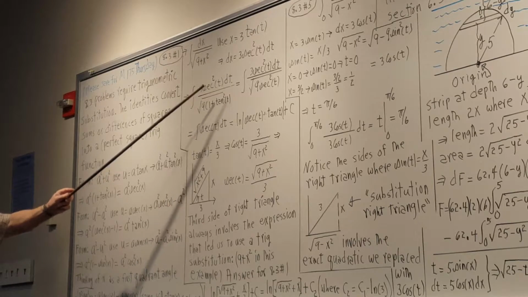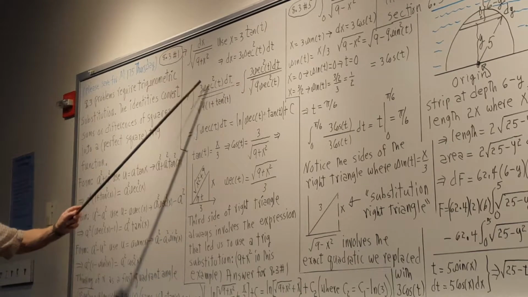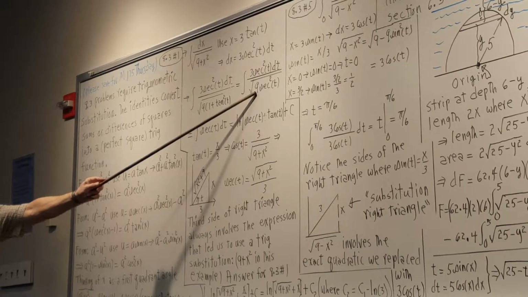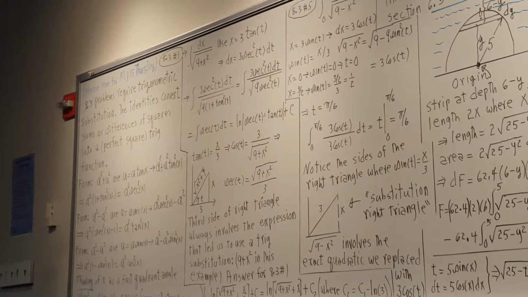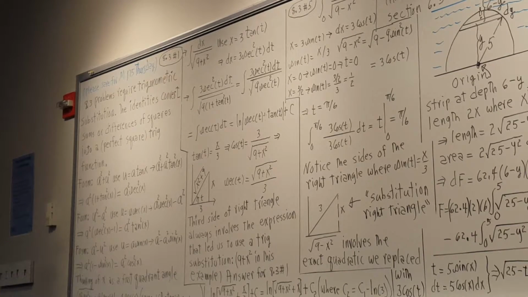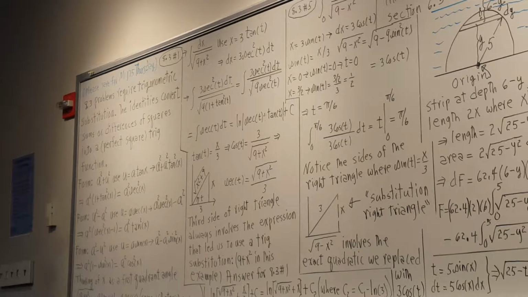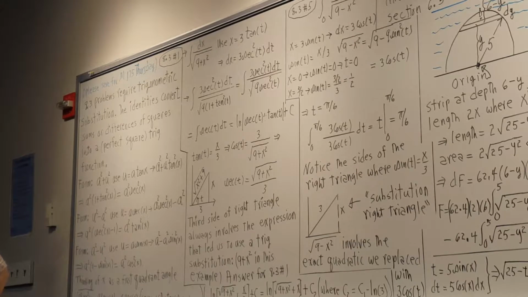And so you have the 3 secant square dt on top and square root of 9 secant square, which is 3 secant on the bottom. So you have the integral of secant. And if you were here last week, a week ago on the Thursday, you remember that what we worked with was the integrals of trig functions. And we had some that were sine and cosine, and then we had some secant and tangent ones. And we did secant cubed, integrating by parts, if you remember.